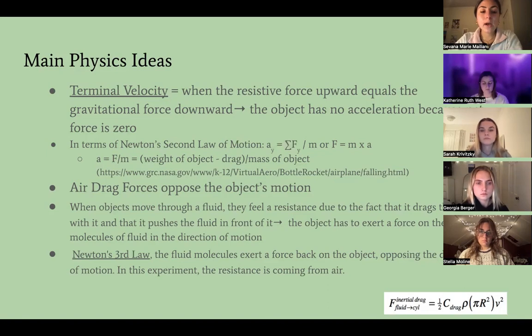And we see that when objects move through a fluid, they feel a resistance due to the fact that it's dragging the fluid with it and also pushing the fluid in front of it. So the object has to exert a force on the molecules of fluid in the direction of motion. So with Newton's third law, the fluid molecules exert a force back on the object, which opposes the direction of motion. And this is the equation that we used for inertial drag.